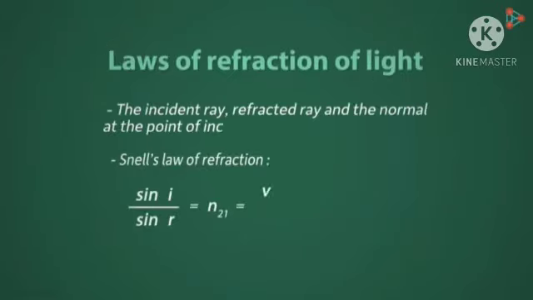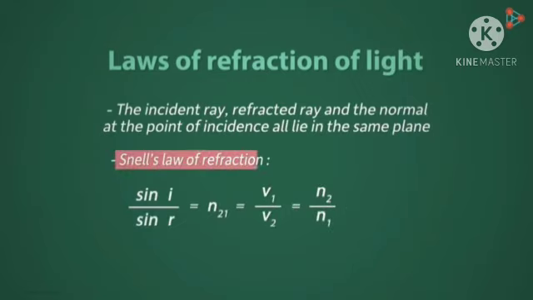These were the two laws of refraction of light we saw in our previous video. Snell's law tells us that this ratio is constant and is equal to the refractive index of medium 2 with respect to medium 1. And it is also equal to the ratio of speed of light in medium 1 to the speed of light in medium 2. And that is the same as the ratio of the absolute refractive index of medium 2 to the absolute refractive index of medium 1.